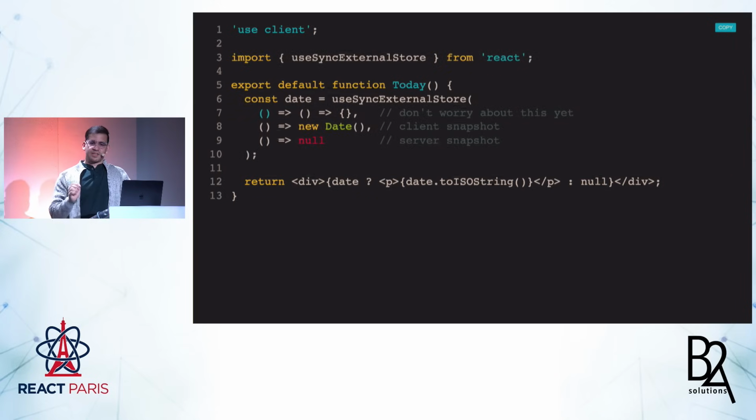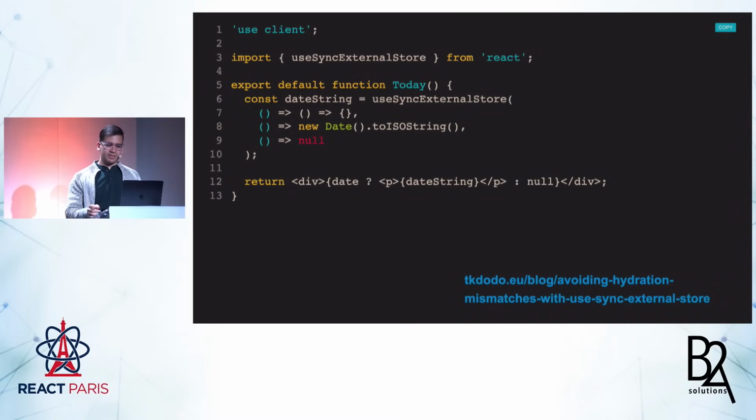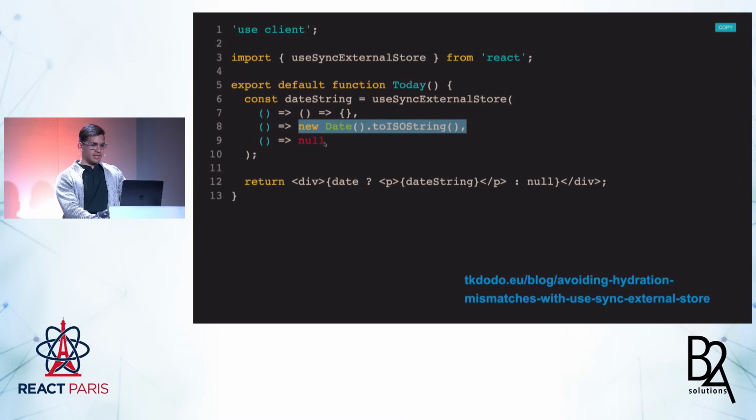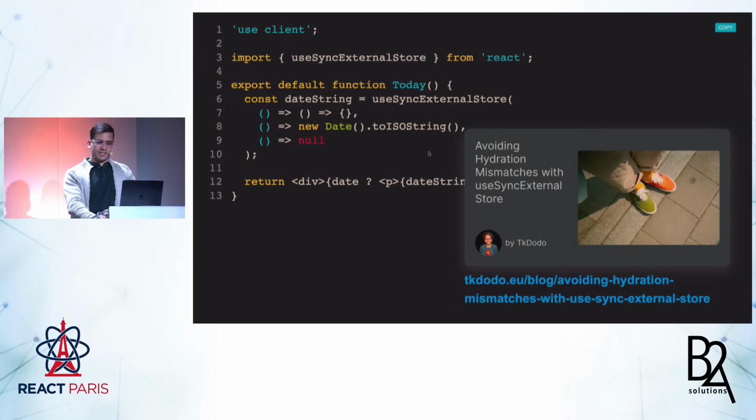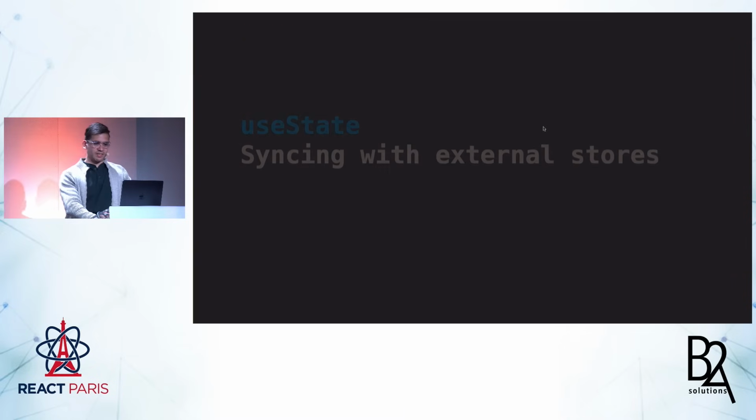You can use useSyncExternalStore to actually show a client snapshot versus a server snapshot, and ignore those errors. The right way to do this would be to basically have it as a string, and that string gets passed from the server to the client, and then you can just show the client's value versus the server value. Really, you don't need useState for that either. This actually comes from a really great article by Dominic called Avoiding Hydration Mismatches with useSyncExternalStore.